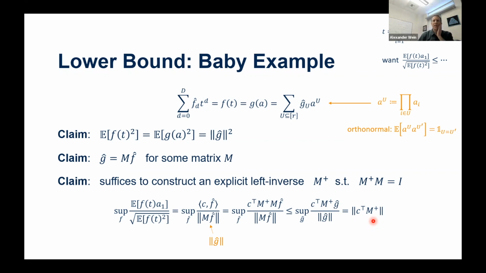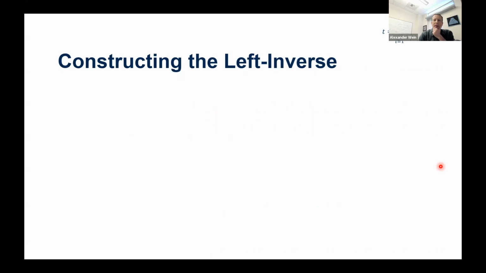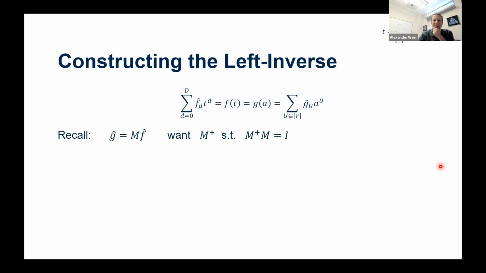Okay, so that's one of the key claims: it suffices to construct an explicit left inverse for this M, and if we do that, we get some bound on the thing we wanted. Of course, different left inverses may give different bounds, and we need to pick a good one. But why should you be able to construct this left inverse? Like I told you a bit earlier, inverting some matrix is possibly quite difficult. So why should I hope to be able to do this?